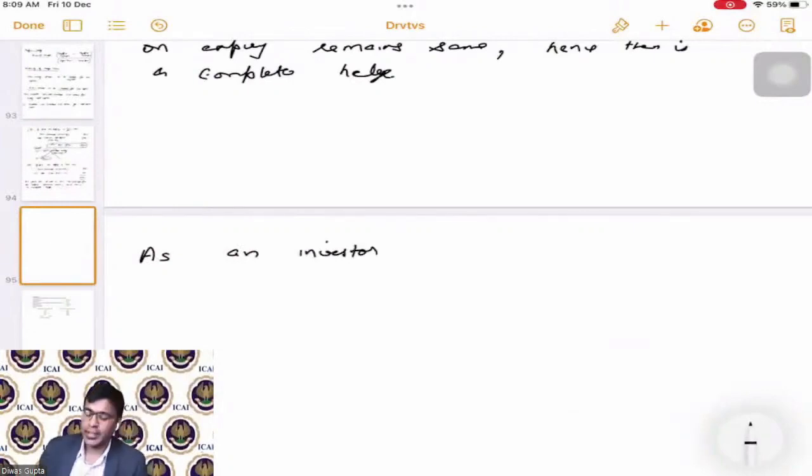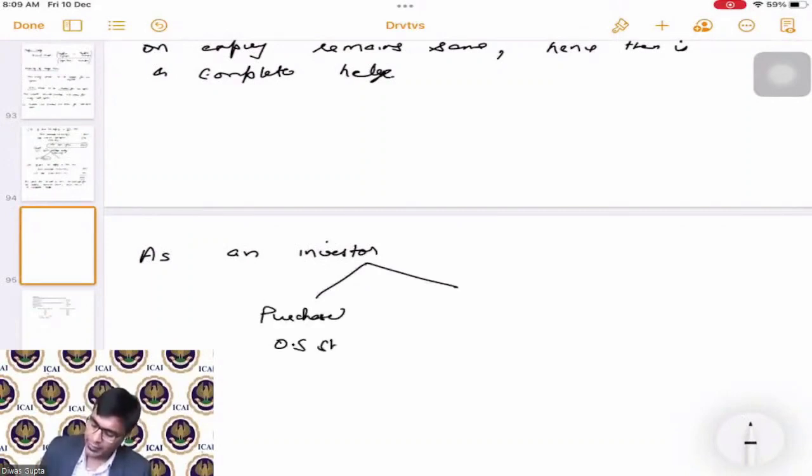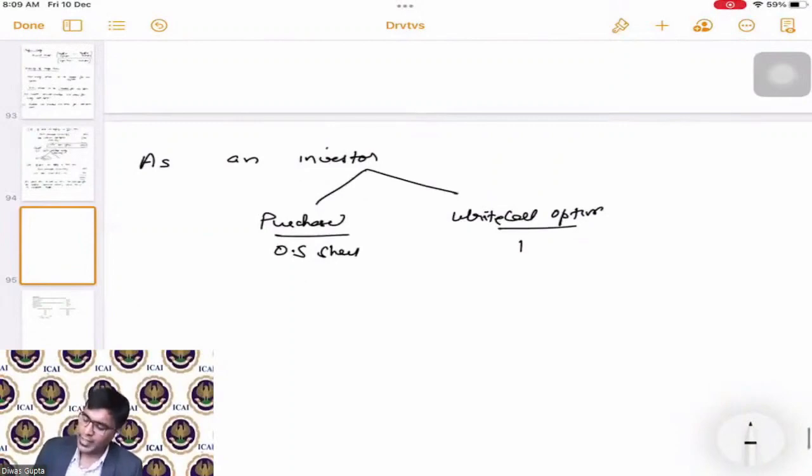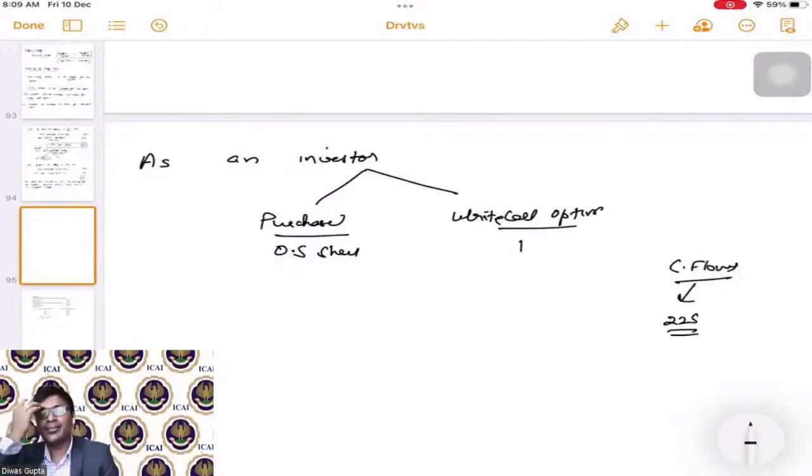what would you think? Because you have done two things here. You have purchased 0.5 shares and you have written a call option, correct? This is one quantity, this is 0.5 share, correct? Now, we know that the cash flows are going to be how much? 225, irrespective of the price, whether it is 650 or 450.